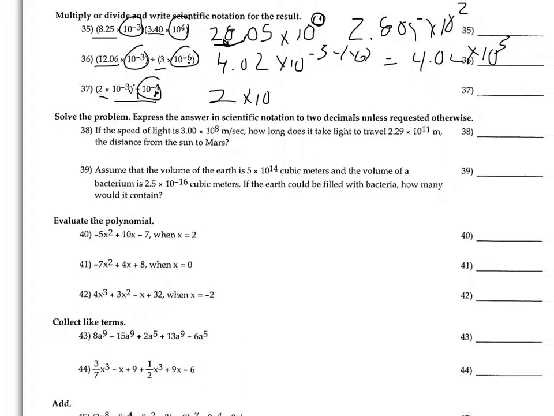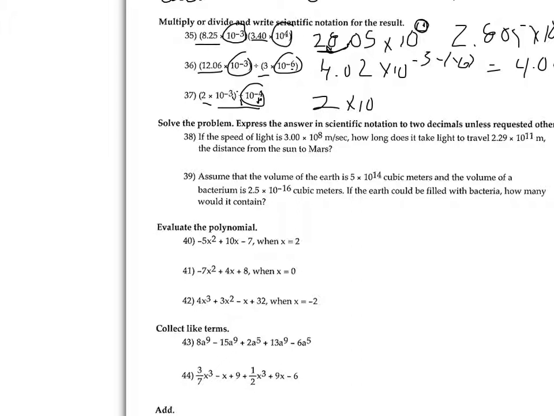If the speed of light is 3 times 10 to the 8th meters per second, how long does it take to travel 2.29 times 10 to the 11th meters, the distance from the sun to Mars? So they're giving us a speed, and they're asking us how long does it take to travel a distance. Now, there's a distance, rate, time triangle. Now, because it says how long, we're trying to solve this for time.